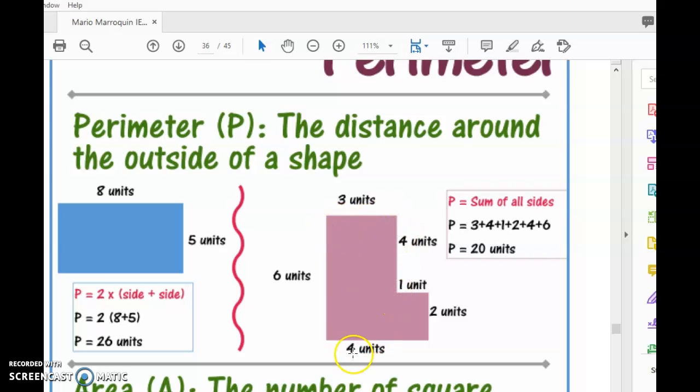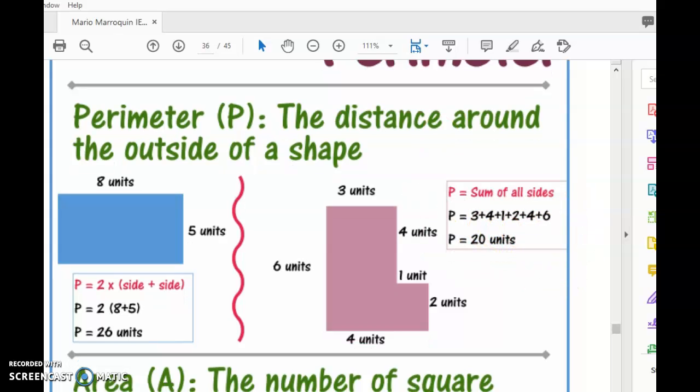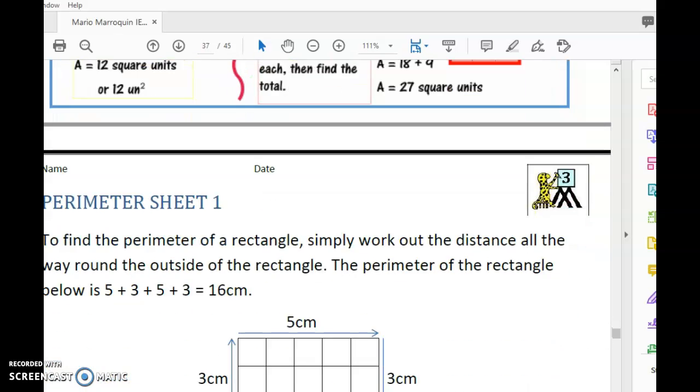Then over here you have a shape that doesn't have all the same sides. So here you have 3, 6, 4, 1, 4, and 2. Well, that's okay. All we still have to do is add all the sides. So this is what your answer should look like. I want to see all your answers like this. Now, don't worry about the area.